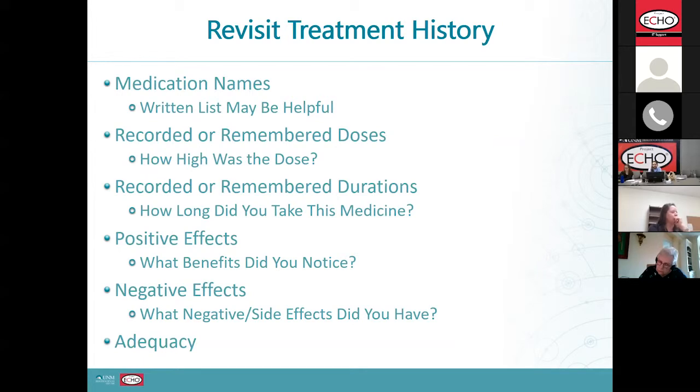And then ask them to recall what their diagnosis was and what their dose was and how long they took the medication. You can either do this by asking the patient to report on it, or by looking back in your electronic medical record, or by requesting records from outside providers that can give you some evidence about what the dose was and how long the person was taking it. And then with each medication the person has tried, ask them what their positive effects were and what their negative effects were. And then you can assess whether or not that treatment trial was adequate.